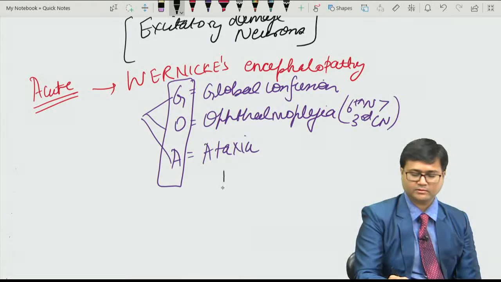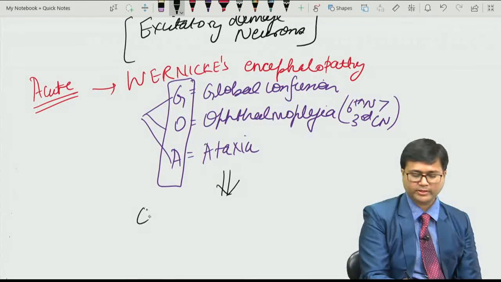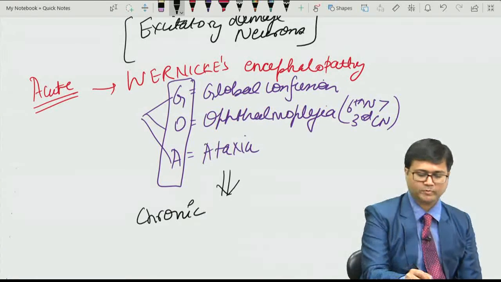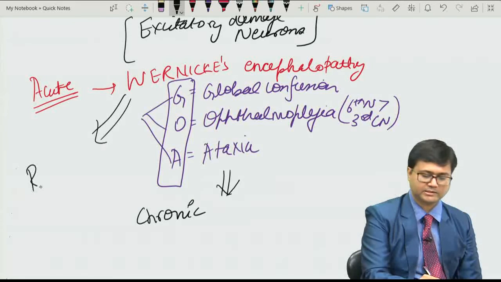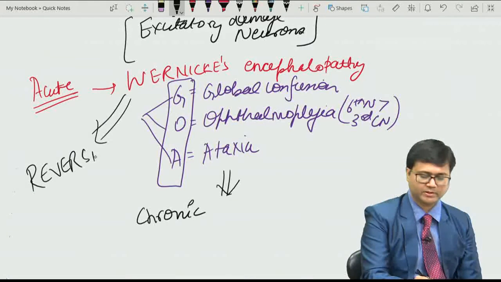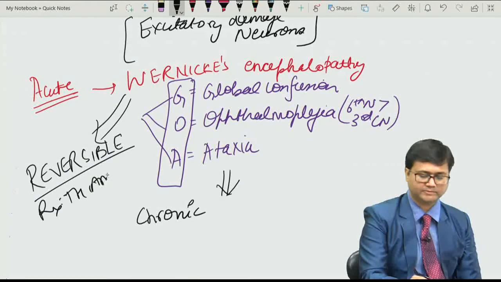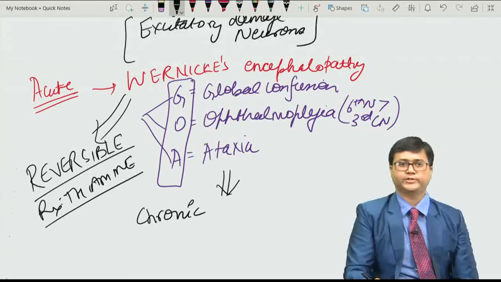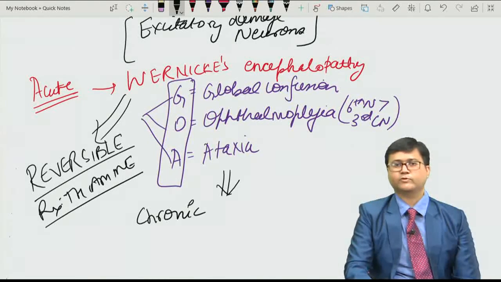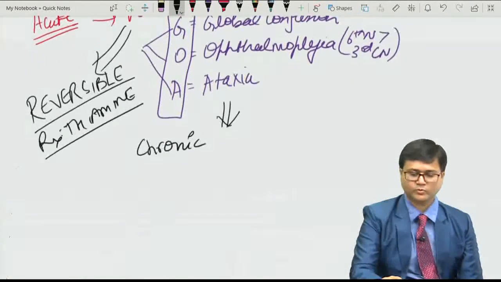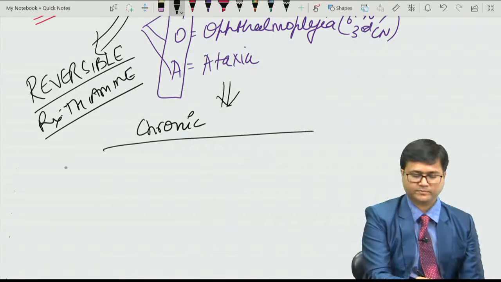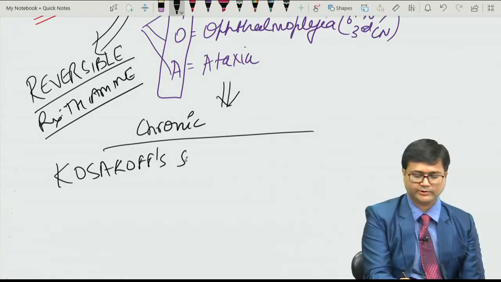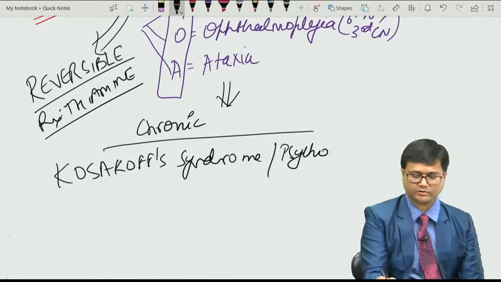When Wernicke's becomes chronic, it is important to remember that Wernicke's is reversible. Treatment is give thiamine. Important. Now, when this Wernicke's encephalopathy becomes chronic, this leads to what is known as Korsakoff syndrome or psychosis, Korsakoff psychosis.